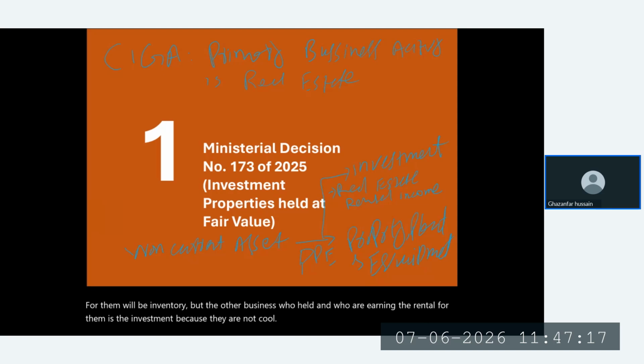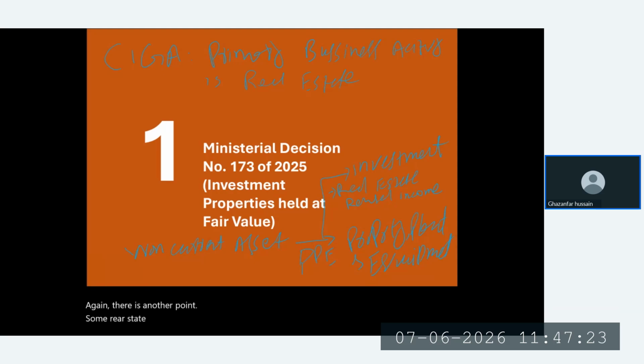Again, there is another point. Some real estate companies have a lot of properties, and primarily they are a rental business. They are a rental business, but they are not buying and selling the real estate. That is the second difference. Again, we should know how to categorize it, and it should not be part of inventory.